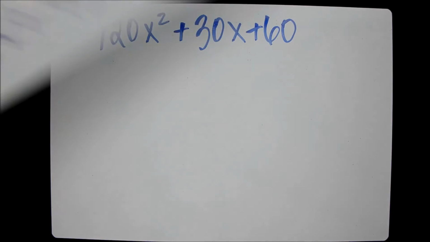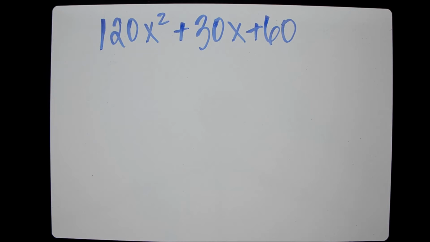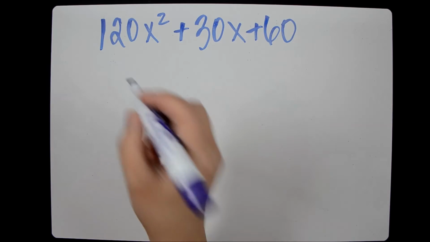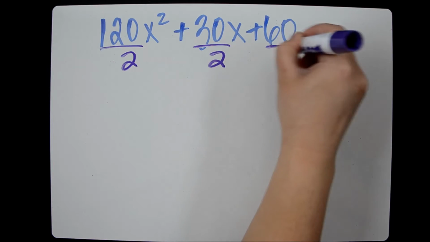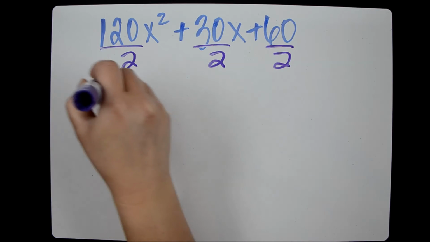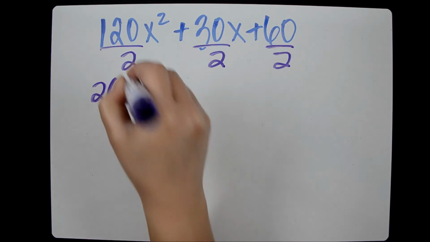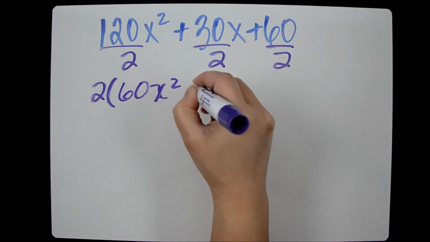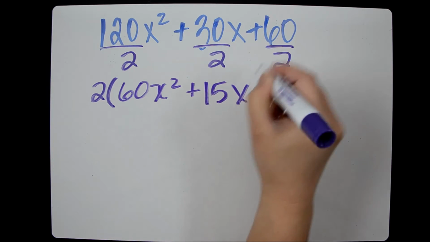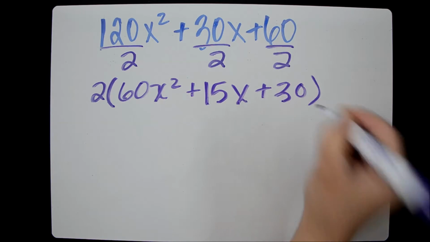Let's look at another example. So 120, 30, and 60, there are a lot of factors that go into these numbers. But we're just going to start with the basics. Let's just say that someone can recognize 2 goes into each term. So let's divide every term by 2 because they're all even numbers. The 2 goes on the outside, and now we're going to divide it out. We're left with 60x squared plus 15x plus 30.